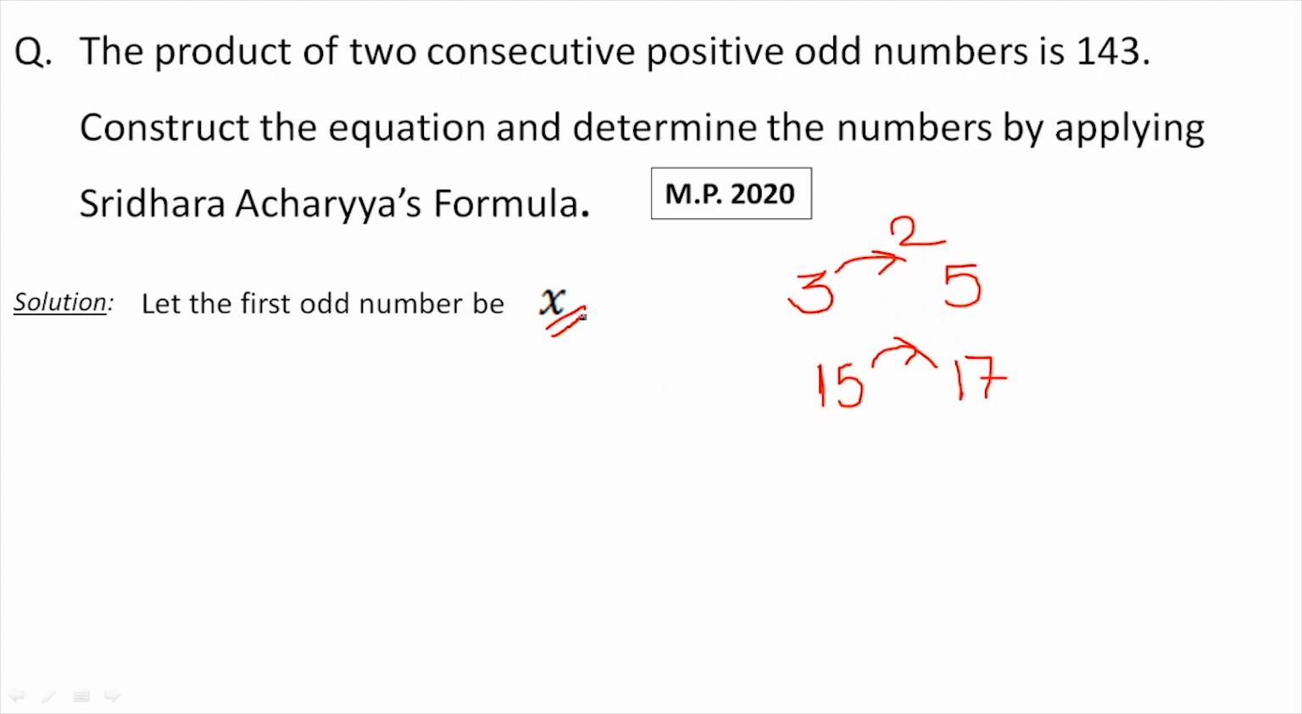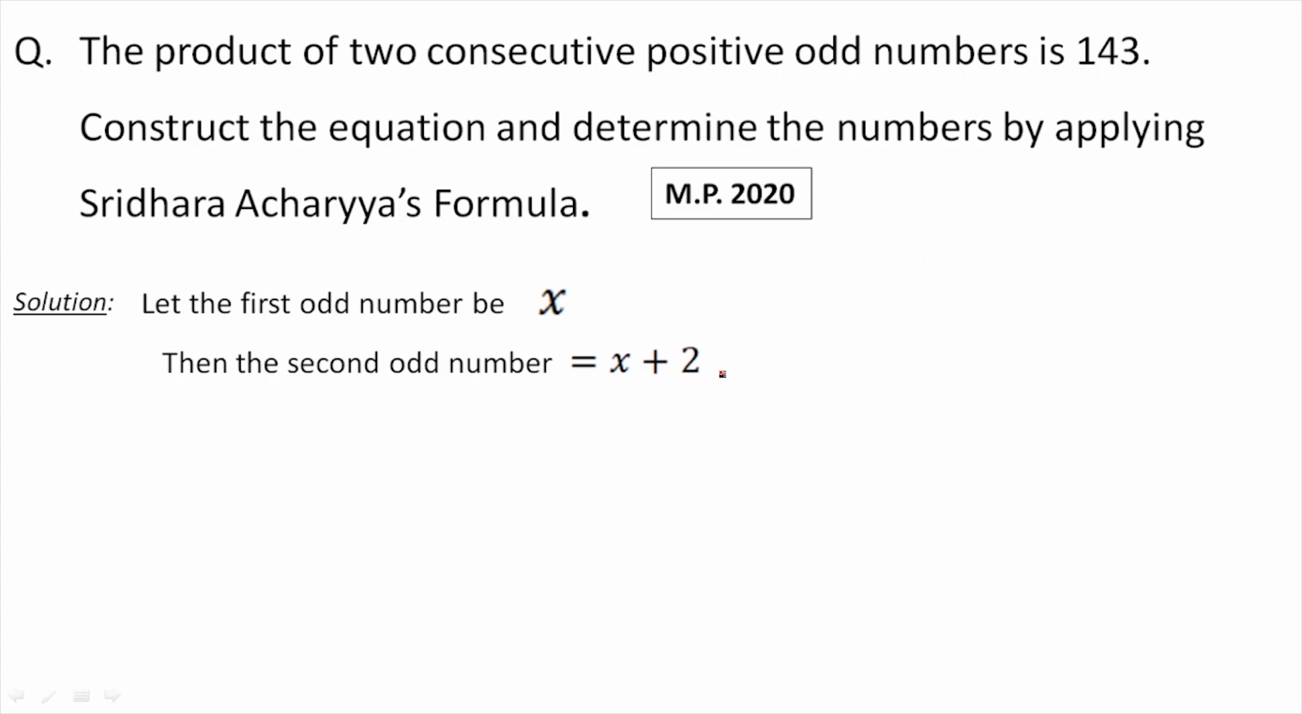Suppose the first odd number is x, then what will be the second odd number? Then the second odd number is equal to x plus 2. So this is the second odd number. Because the next number will be even, then the next number will be odd. So odd number, then there will be an even number, then there will be an odd number, then again there will be an even number. So every even or odd number is separated by 2.